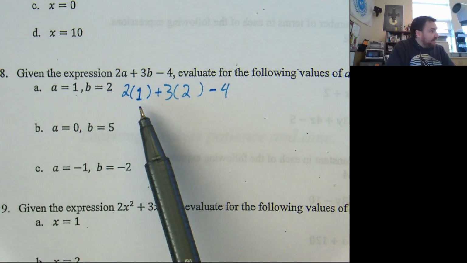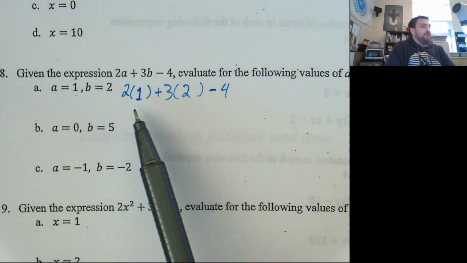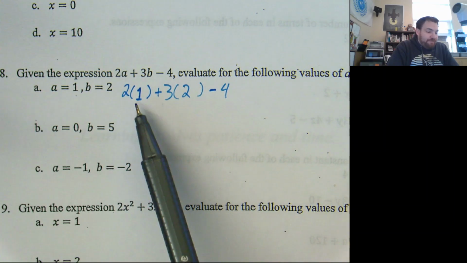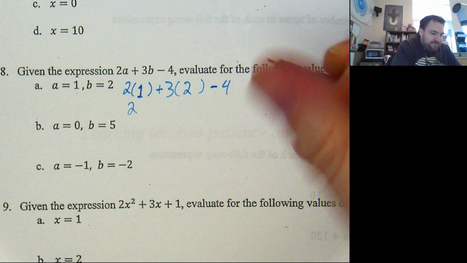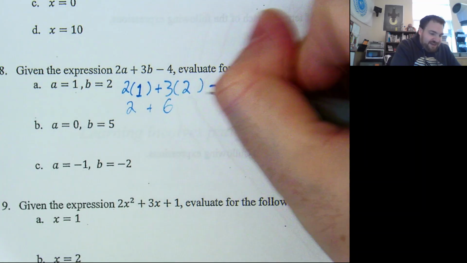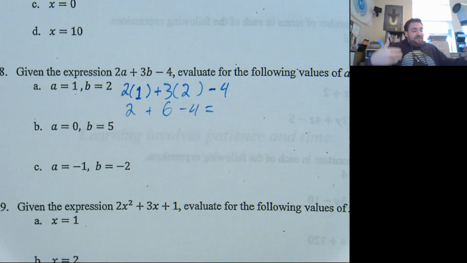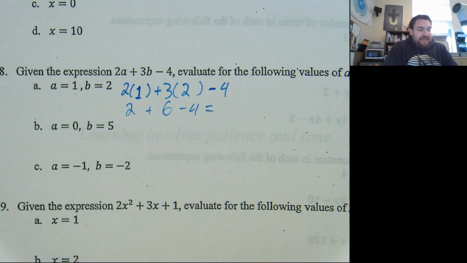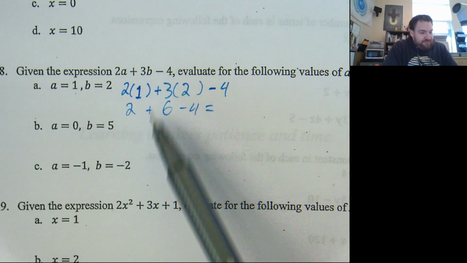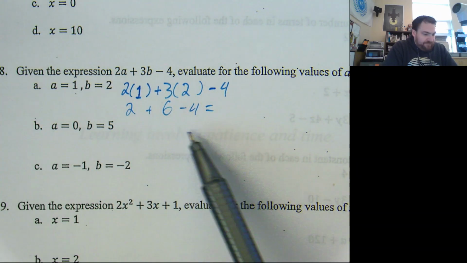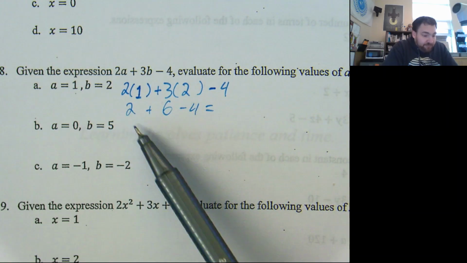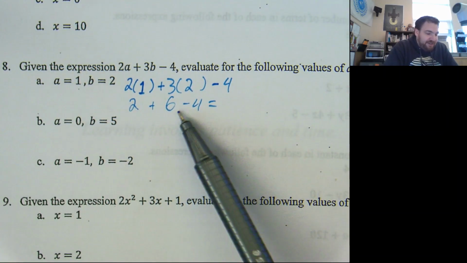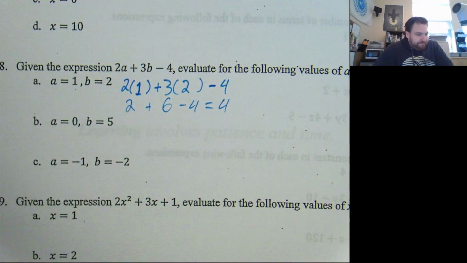There's no math inside the brackets. There's no exponents, there's no division, there's just multiplication and addition and subtraction. So 2 times 1 is 2, plus 3 times 2 is 6, minus 4. It's an exercise in going through, inserting values into variables, and then solving. Not overly difficult. 2 plus 6 is 8, minus 4 is 4. Relatively straightforward, yes? Okay.